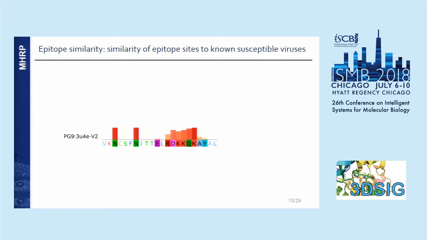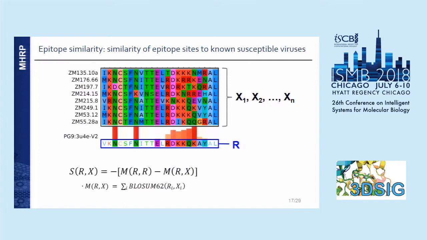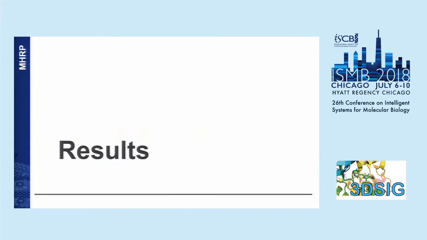We also define epitope similarity. For example, we have a known antigen that is targeted by an antibody, and we use it as a reference. We have several different sequence data sets. We can compare those sequences to the reference sequence, define a similarity, and then count the fraction of sequences similar to the reference. That fraction may relate to the neutralization breadth. So that's our method. Now here are some results.